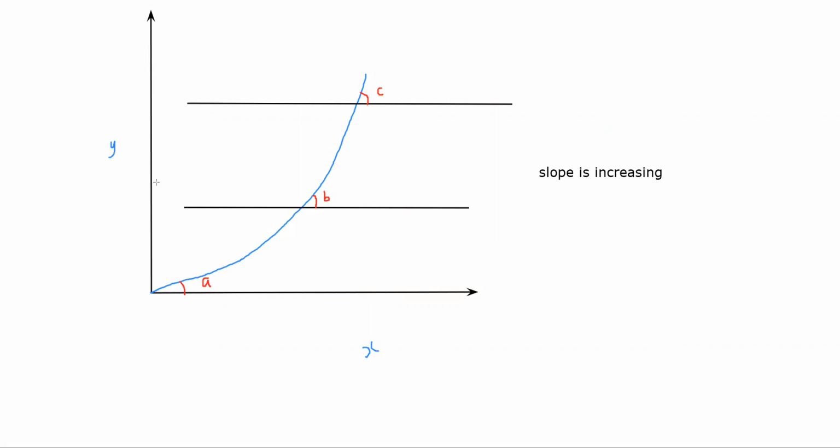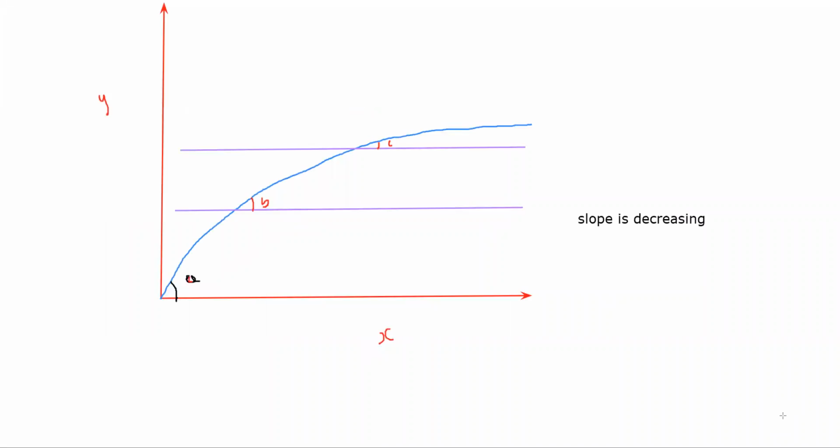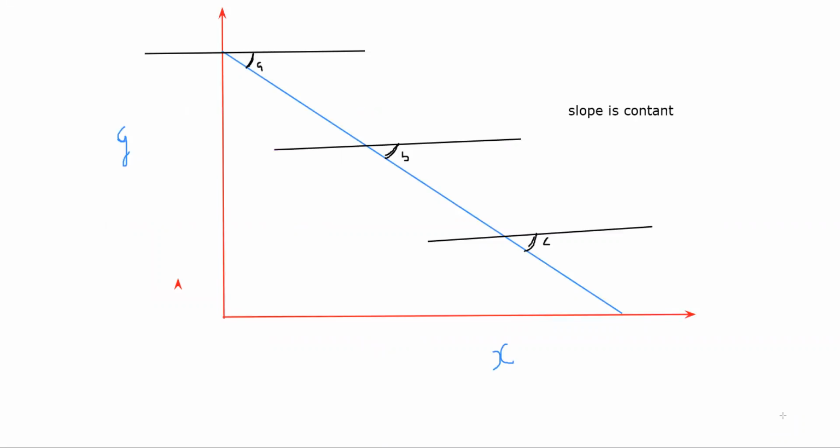I did not write any quantities here. X and Y can be any quantities. But what you have to understand is the shape of the graph. From the shape of the graph, you should be able to identify what is happening to the slope. So either you can memorize or you can understand, but I prefer you understand so that you can apply your understanding to any type of graph.